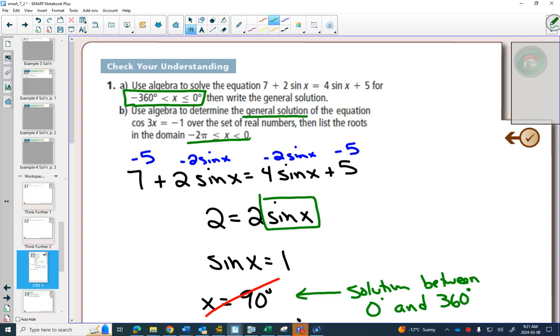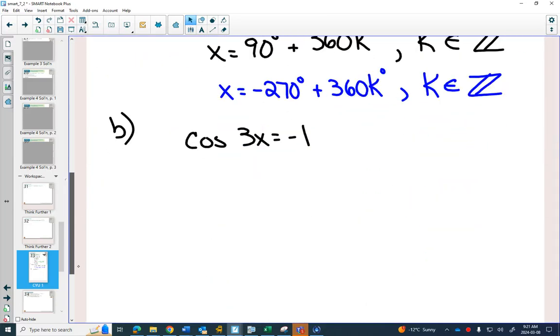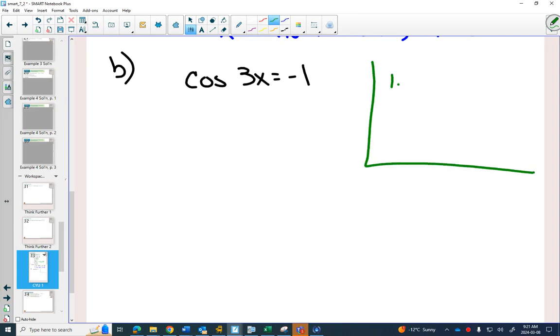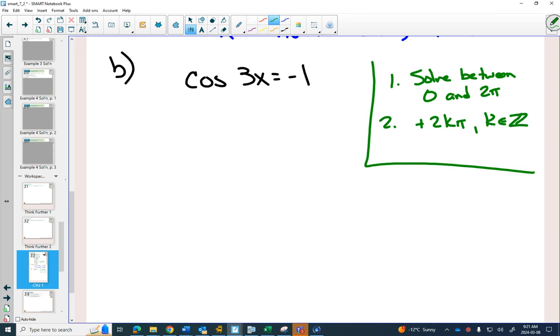So what I'm going to do is I'm going to start with the general solution. And on the side, this is just in my head, because the general solution had 2 steps. Solve like normal between 0 and 2 pi, and then we're going to add 2k pi. That's in my head for general solution. So if I want to do the general solution, this is what I need to do.